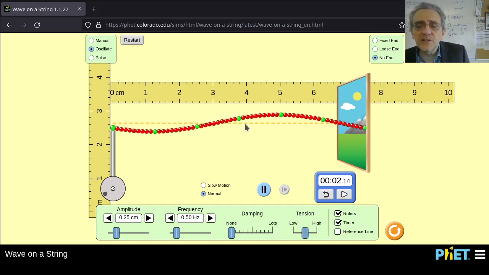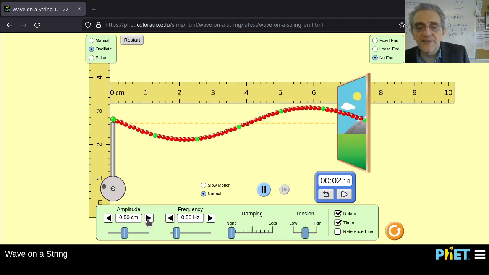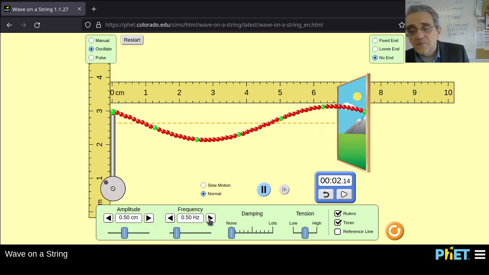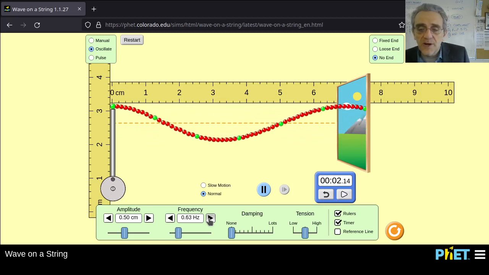Now this might look slow, okay? So maybe, what if we increase the, we know that increasing the amplitude isn't going to do anything. Let's increase the amplitude to 0.5, okay? And we could even increase the frequency. Should we increase it to 1?